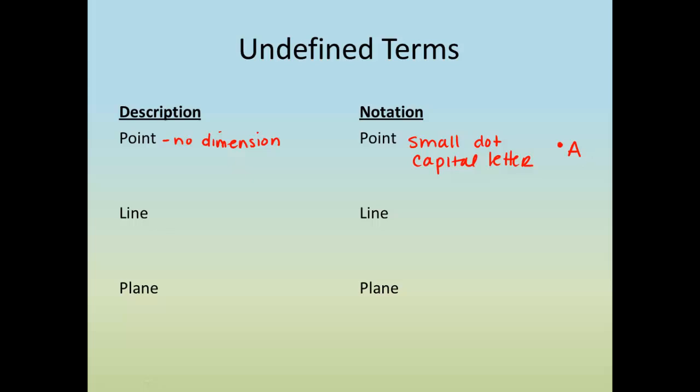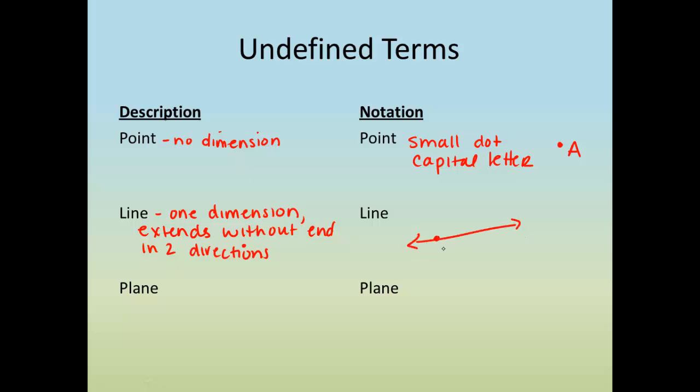The next term is a line. A line has one dimension, and it extends without end in two directions. A line is noted with, well, let me draw a picture.